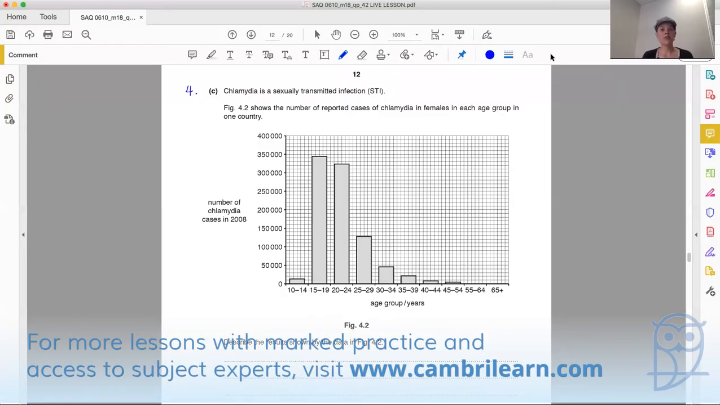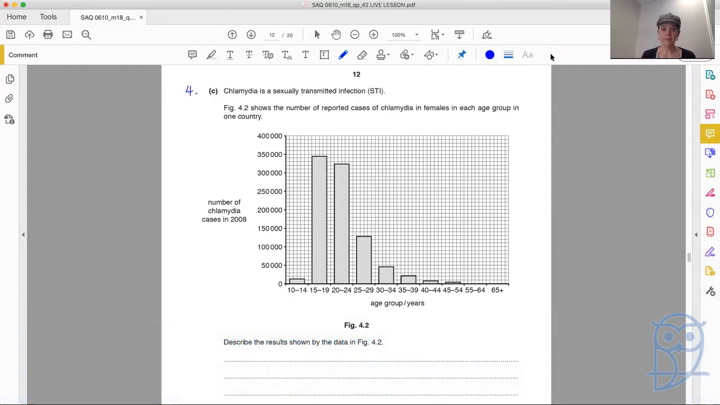We are carrying on from question 4, part C of the March 2018 paper 42 short answer question paper. We're looking now at a graph. We're told that chlamydia is a sexually transmitted infection, an STI, and figure 4.2 shows the number of reported cases of chlamydia in females in each age group in one country. So if we look at our graph, we've got the number of chlamydia cases in 2008.